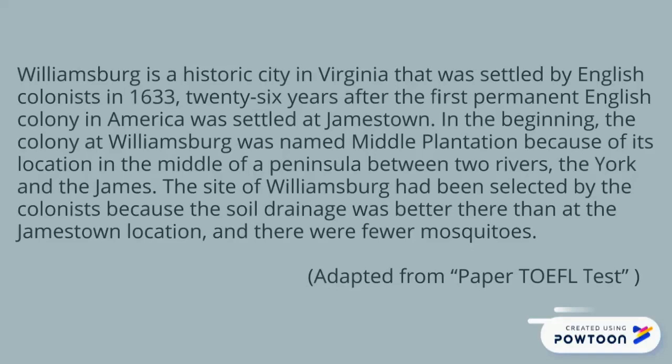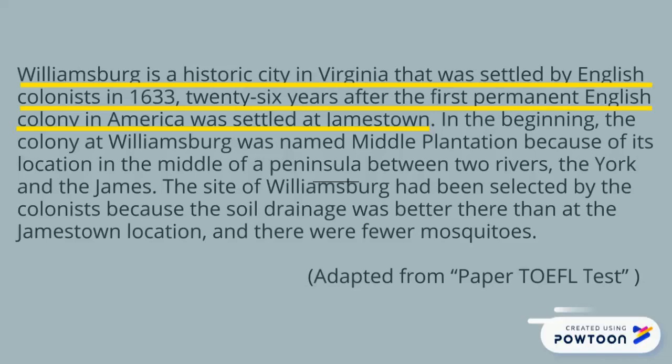The answer to this question is found in the statement that William Byrd was settled by English colonists in 1633, 26 years after the first permanent English colony in America was settled in Jamestown. So the best answer to this question is answer C, because the passage directly states that Jamestown was the first permanent English colony in America.